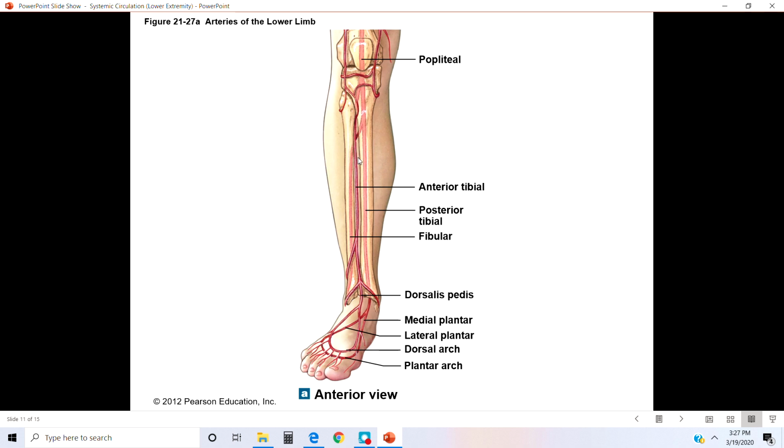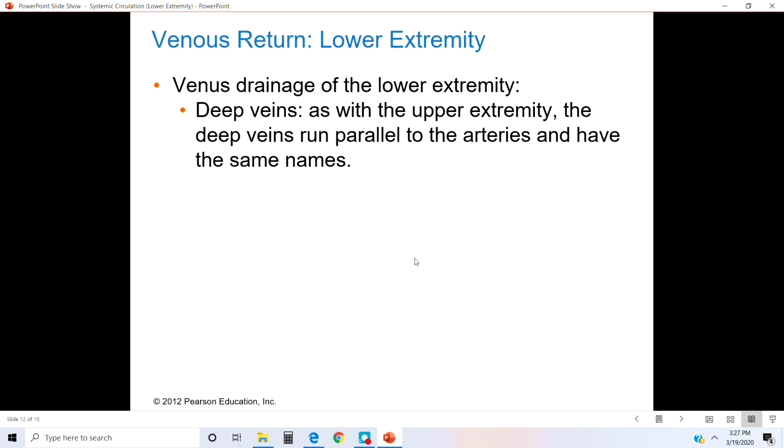Right here we can see a front view. Here's the anterior tibial artery coming down the front of the leg, and then if you follow it down here, this is where the dorsalis pedis artery goes over the dorsum of the foot and kind of over towards the big toe here. That's one of the pulses you can take on somebody if you just kind of touch the top of their foot. Right, you can feel the dorsalis pedis pulse. Okay, so that's the arteries.